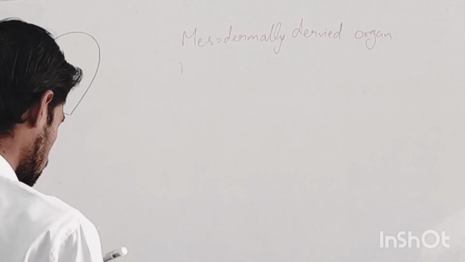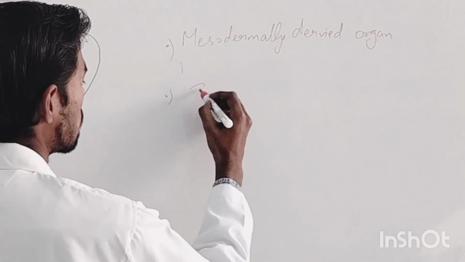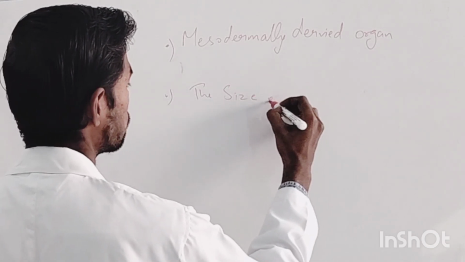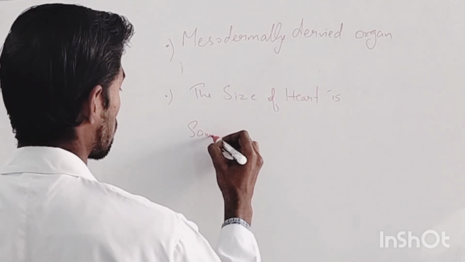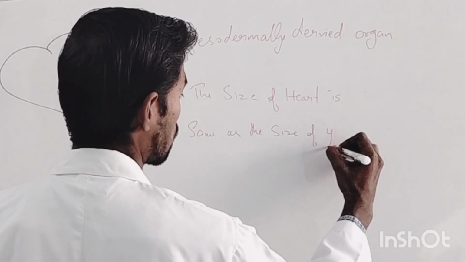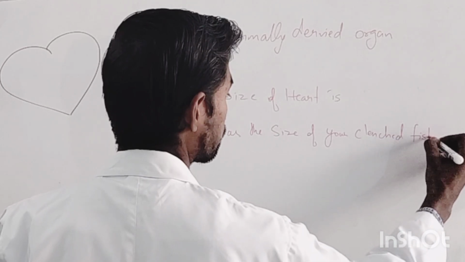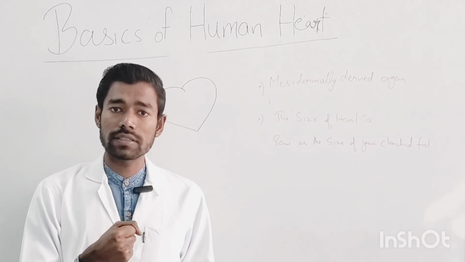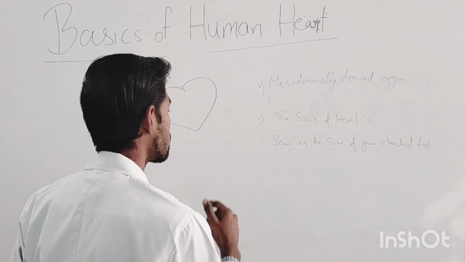Let's focus on the second point. The second point is the size of the heart, which is the same as the size of your clenched fist. The size of your clenched fist is exactly the same as the size of your heart. I hope I made the second point clear.